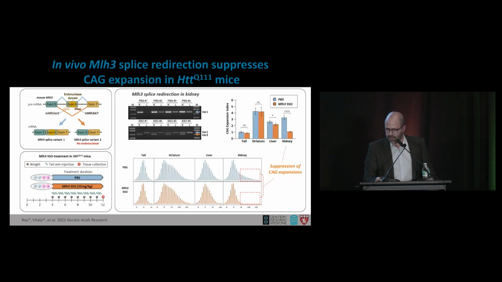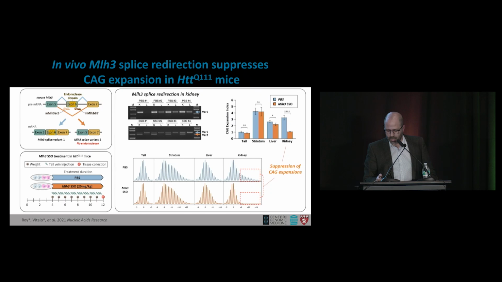We tried doing this in vivo in Q111 mice, but I should say that these weren't very well designed ASOs. They were quite toxic, so we had to do very frequent dosing, and we couldn't increase the dose very high. So we only managed to splice switch MLH3 in the kidney, because the ASO was being so quickly cleared through the kidney. And there we saw a significant reduction in somatic expansion.